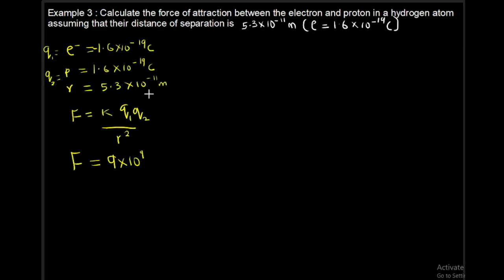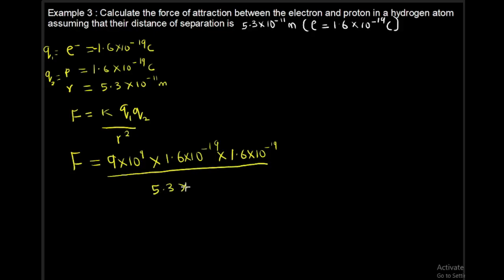Alright, everything is already in their standard units. The distance is also in meters, so we just plug in and solve. So we have times Q1 being 1.6 times 10 raised to the power minus 19 times Q2 being 1.6 times 10 raised to the power minus 19, all over 5.3 times 10 raised to the power minus 11, all squared.